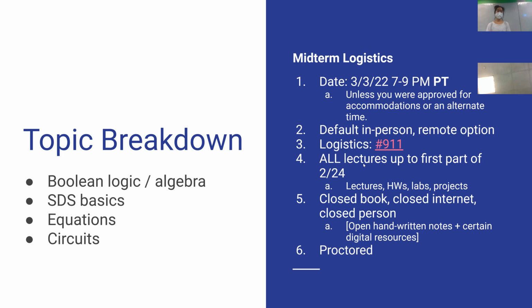It'll be closed book, closed internet, closed person. You can have open handwritten notes, and the digital resources, I believe, are the resource guides that you will get printed if you're in person, and if you're online, you'll be able to have it up on your screen. But for more complete logistics, it's on the website and in the pinned post. And it will be proctored unless for whatever really extenuating circumstance you cannot be. That's a separate process.